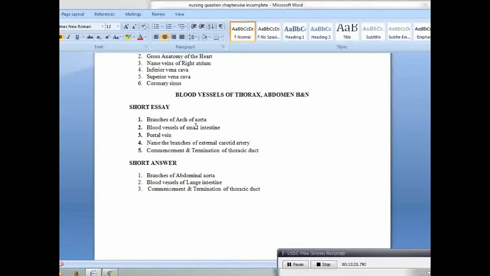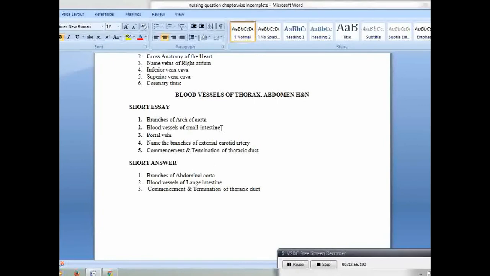Blood vessels of small intestine. Here you need to mention about what is the blood supply to the small intestine. You need to know from where the small intestine has developed, and the blood supply, like superior mesenteric artery and part of inferior mesenteric artery, they supply the small intestine. I think it is probably the superior mesenteric artery which is mainly supplying the small intestine, right? Because it is derived from the midgut mainly. So you can write about that.